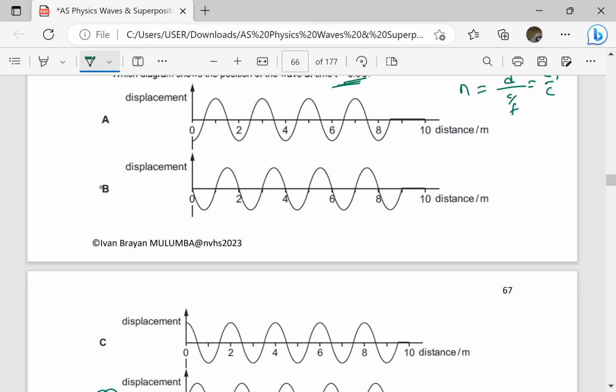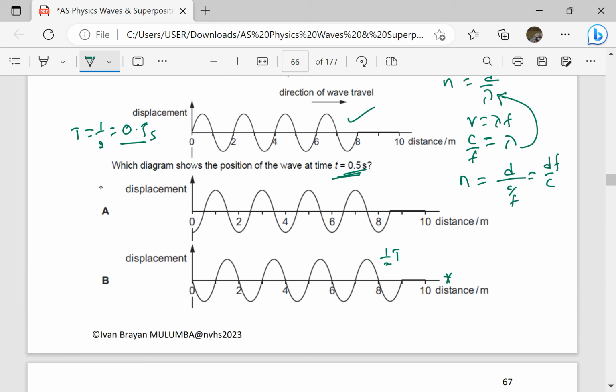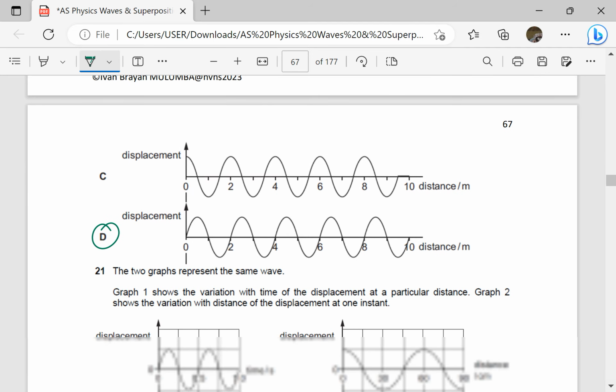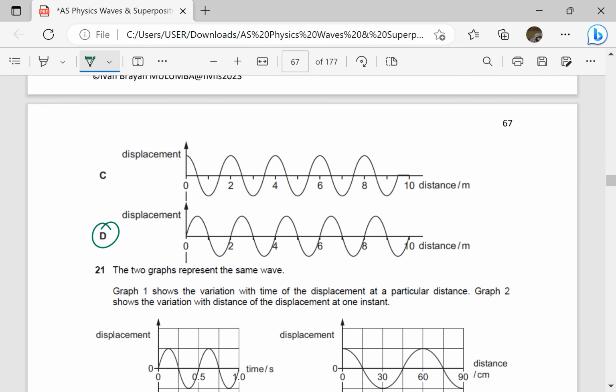So this will be after half a cycle. This is half a cycle, which is half of a period, but that will be 0.25 seconds. But then after a full cycle, we go back to the same position.